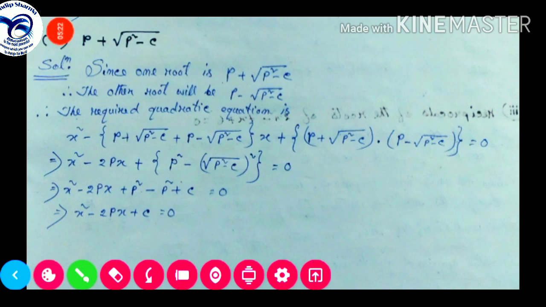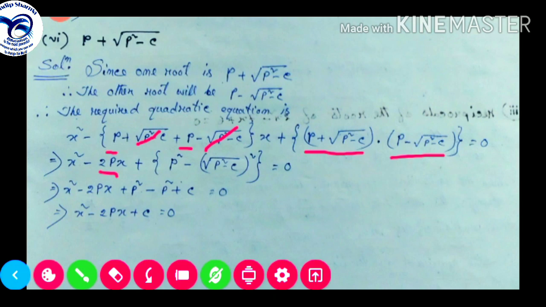Now question number 2-6. So here the root, this one is given as p plus root over p square minus c. So the other root will be our p minus root over p square minus c. Now sum of the roots into x plus product of the two roots. So here, for the sum of the roots, this one is plus, this one is minus, so will be cancelled, and we will remain with p plus p, that is 2p into x, so 2px.